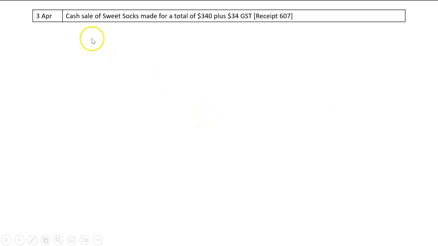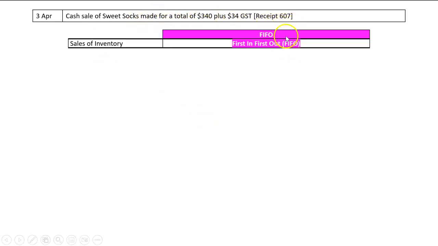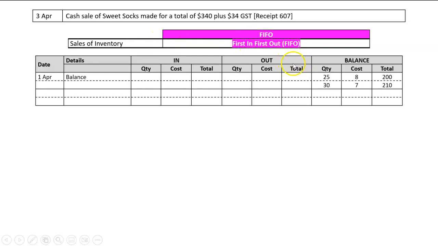On the 3rd of April, we had a cash sale of Sweet Socks made for a total of $340 plus $34 GST, receipt 607. So for sales, under the FIFO system, we'll just assume the first one in is the first one out. We've sold $340, but we don't know how many units that is, and that's why we need to know the selling price, because earlier on it said these sell for $20 each, and if we sold $340 worth, well, that's 17 units. So we've sold 17 pairs of socks.